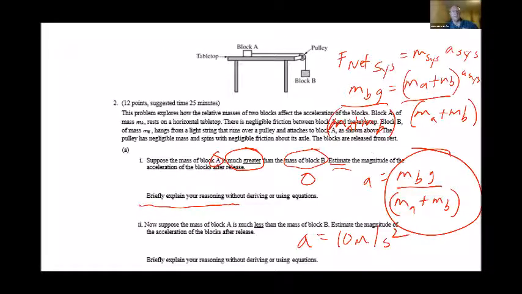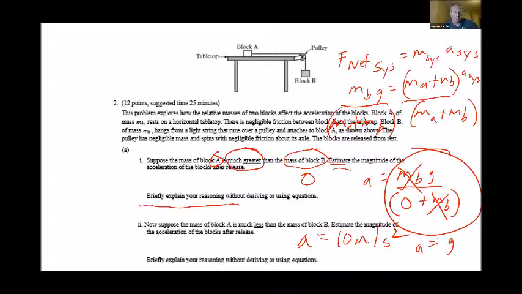So remember, we're saying in A2 that block A is really, really tiny compared to block B. So let's say that A is almost 0. Let's just make it be 0. So where I've got MA in my equation, I'm going to plug in 0. If I put 0 there, notice that MB and MB can cancel out. So my acceleration is g.